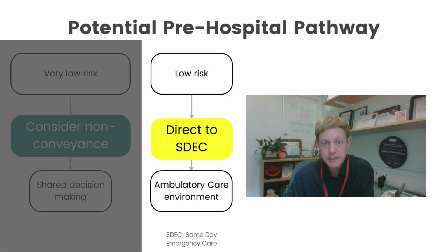Low-risk patients would still be transported, but they could bypass busy and crowded emergency departments and go directly to ambulatory care environments, such as same-day emergency care units or perhaps urgent treatment centres or urgent care centres, where they could be looked after and have perhaps a repeat troponin test at the unit to make sure that everything's okay. So they'd still be conveyed, but they'd go to an ambulatory care environment.